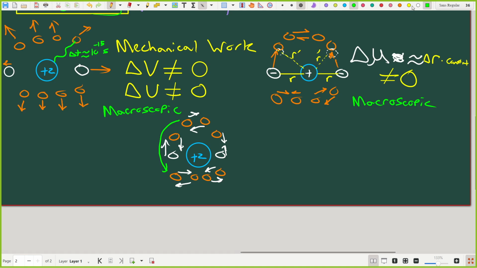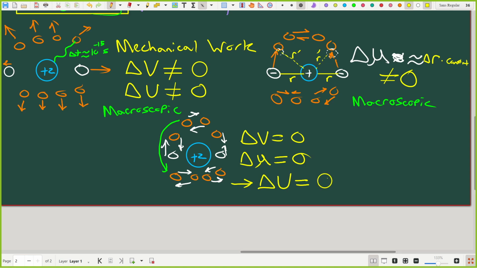The volume is not changing here because you're just rotating a circle. The radius of that circle is fixed. You're not stretching it, you're just rotating it. So delta V is equal to 0. And because you're not stretching it, delta mu, the dipole moment, is equal to 0. So the volume's not changing, the dipole, which would be like the electrical energy of the system, is not changing, the number isn't changing. This therefore means that the energy does not change.